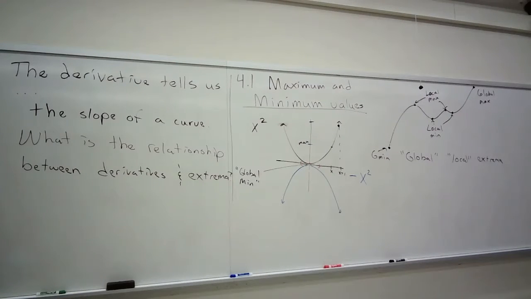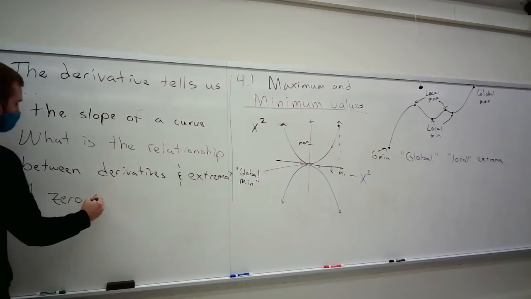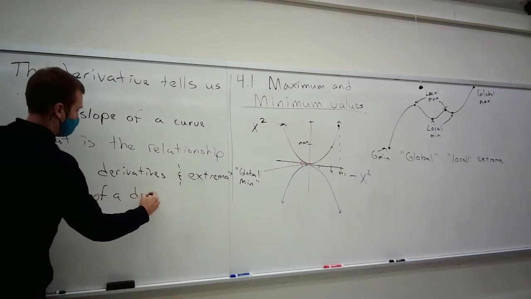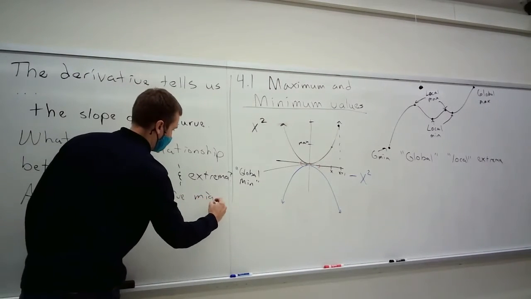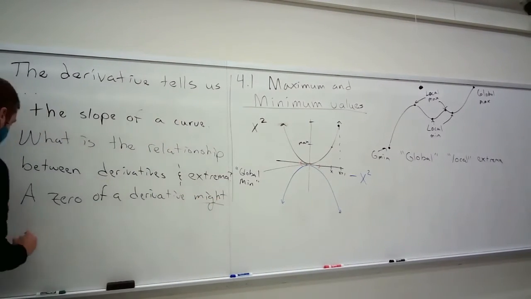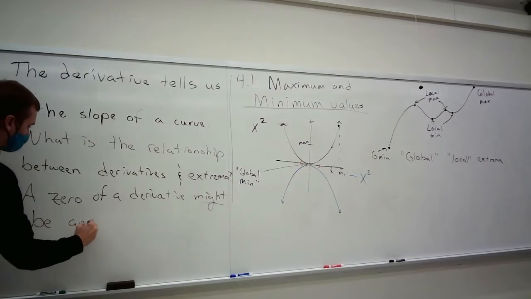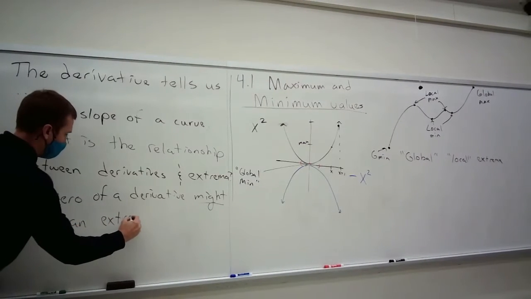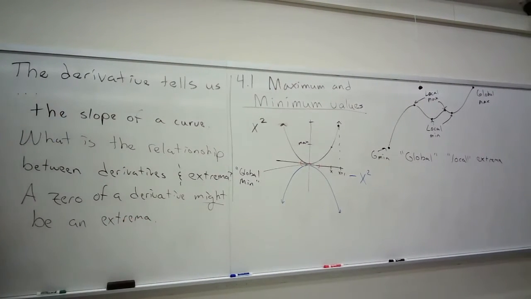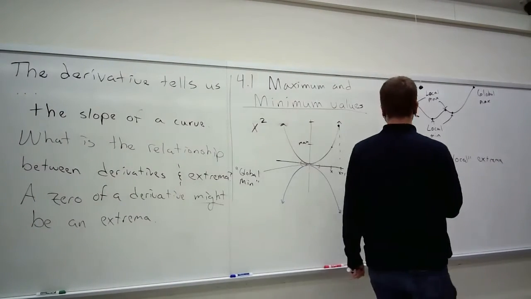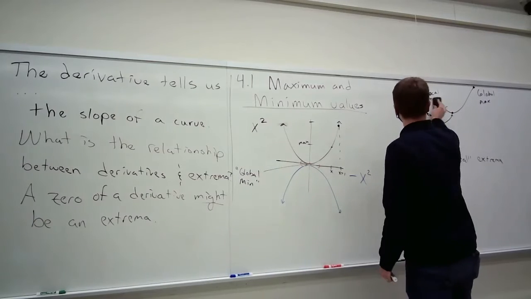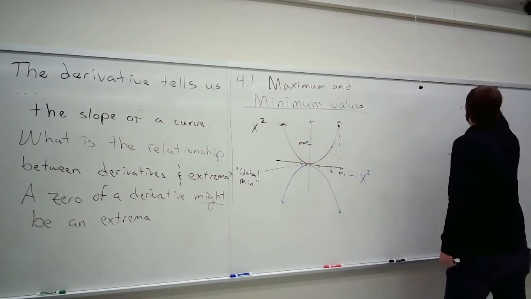Okay? In other words, a 0 of a derivative might be an extrema. I say might be because of weird situations like the one I'm about to draw.